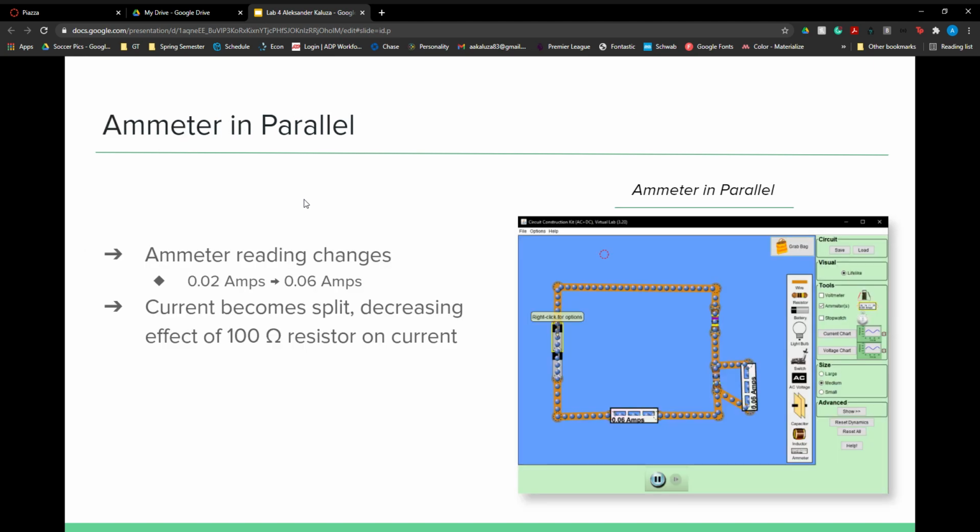Then, creating an ammeter in parallel with the 100 ohm resistor, as can be seen on the photo on the right, the ammeter reading changes for the current from 0.02 amps to 0.06. This is because the current becomes split at the moment it reaches the 100 ohm resistor, and it decreases the effect of the resistor on the current flow in the circuit, thus increasing the current flow slightly.